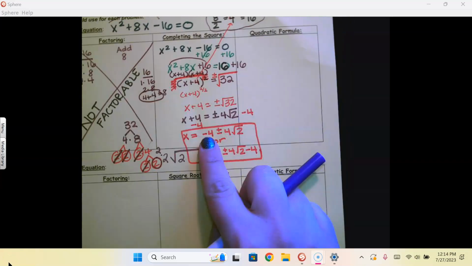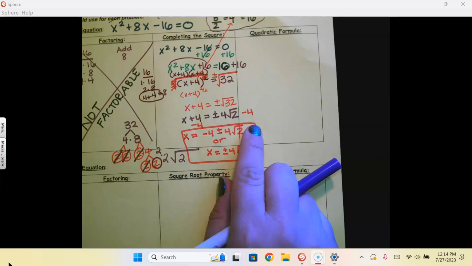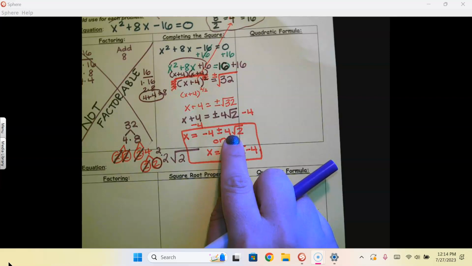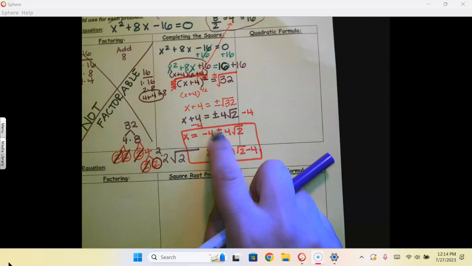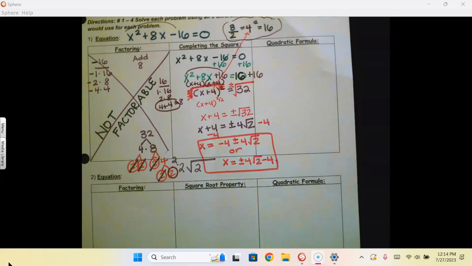So our solution is negative 4 plus 4 times square root of 2, and then negative 4 minus 4 times the square root of 2. So this is going to be an irrational answer. That's why this was not factorable here. So now let's do it again. We know what the answer is. Let's do it again and get that same solution using the quadratic formula.